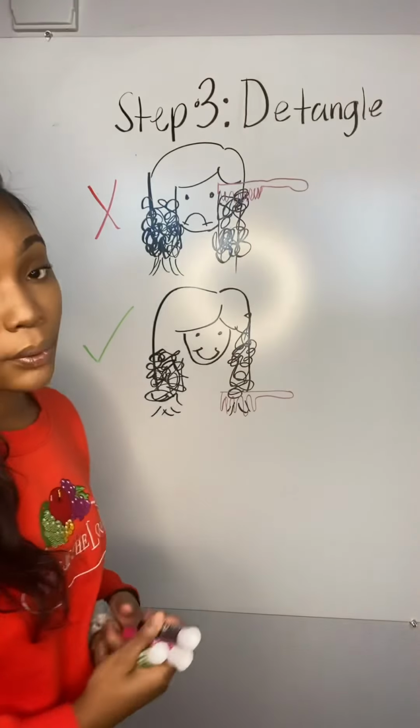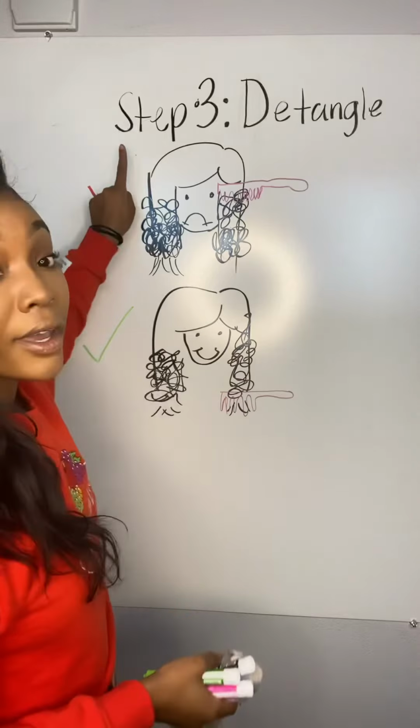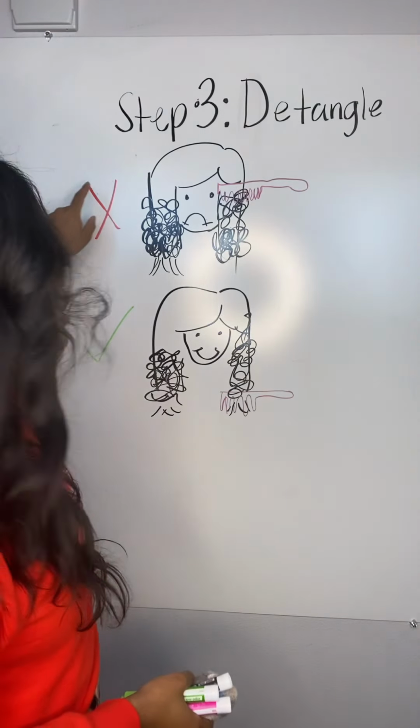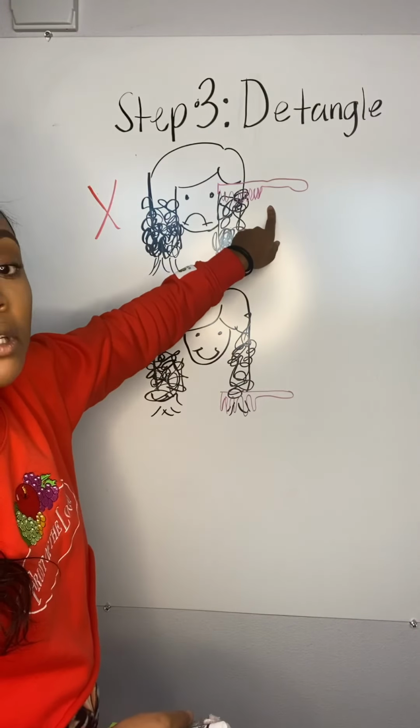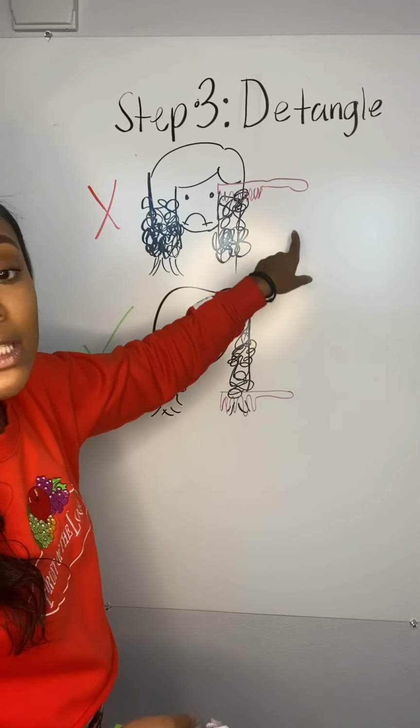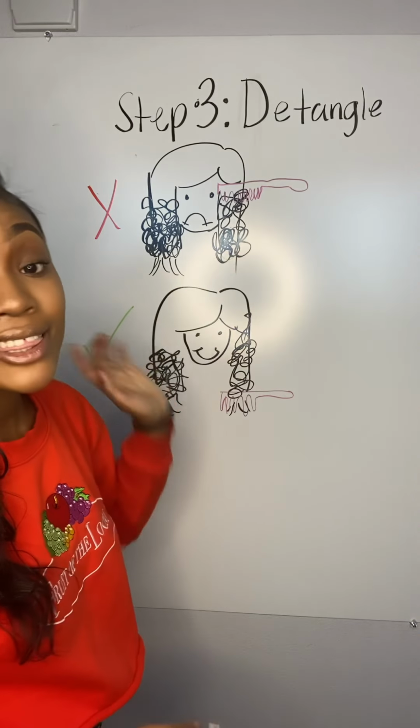Now to the third step of how to wash your hair effectively, detangling. As you see on the board, you have a woman with tangled hair, and as you see, the comb is being combed through at the top of the hair. This is the most ineffective way to comb your hair because this can result in breakage.